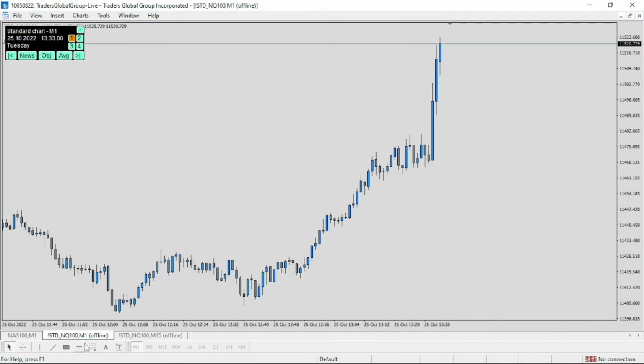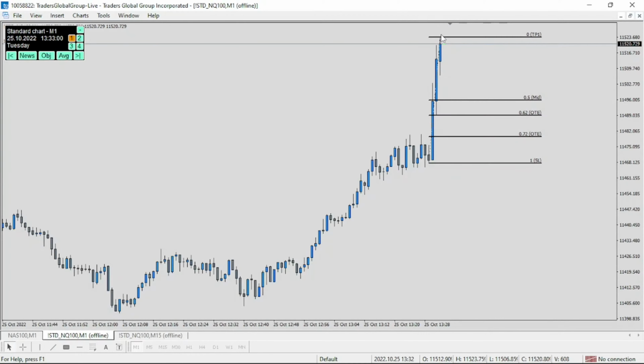So with this right now, the next thing we do is draw our fib. You remember, we start from the first candle of the first fair value gap right up to the high of that other fair value gap. You see now, this is the high and this is our range.